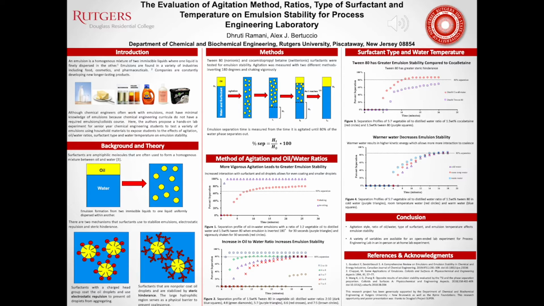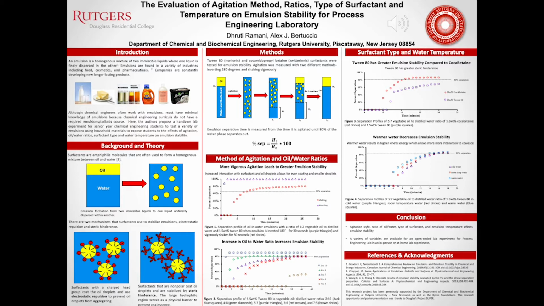And in order for us to test emulsions, what we did is we took a test tube and added water and oil and then various different types of surfactants and agitated in different methods. And what we did is we calculated the amount of time it took for it to separate to 80% of the water height that it started off with.